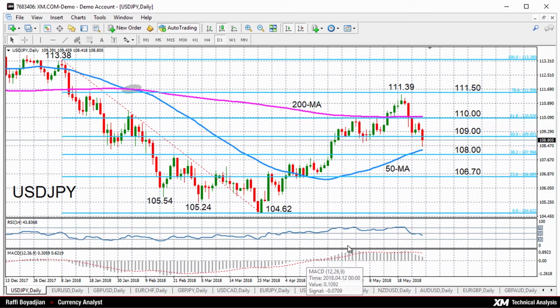The pairs we're going to be looking at for this week are the dollar-yen, the euro-dollar, the pound-dollar, and the euro-Swiss franc. We're going to start first with dollar-yen.